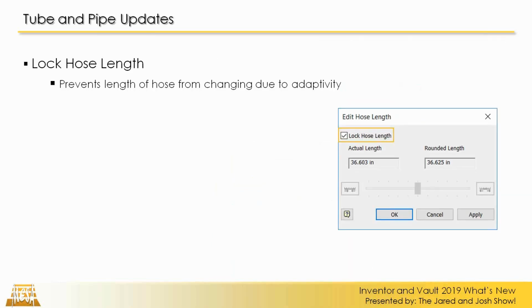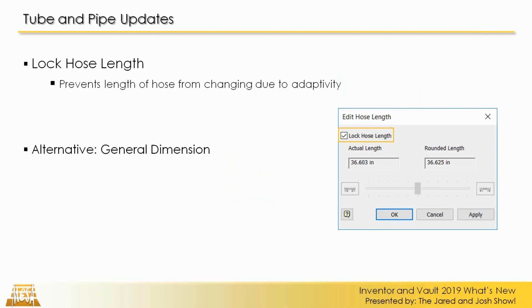And tube and pipe updates, there is a new option on the tube and pipe size to lock the hose length. So if you guys are working in tube and pipe and you're using hoses, we've been able to edit the hose length where we can tweak the hose length and get a rounded length version, which is nice to put in a parts list. Now we have a simple checkbox there to lock that in place. That way the adaptivity doesn't change it from what we want it to be. That's also available if you do a general dimension on that tube length, the hose length, I'm sorry. So editing the hose length, lock hose length.